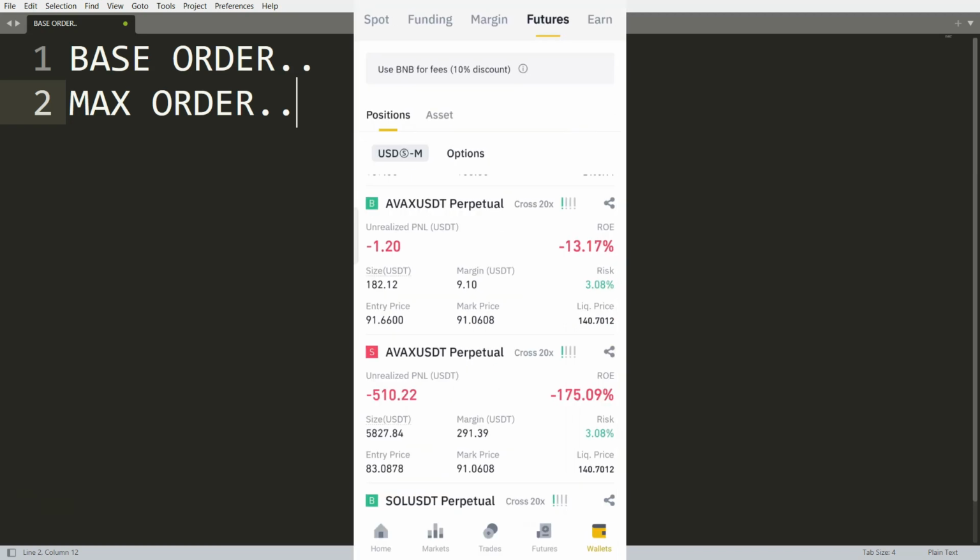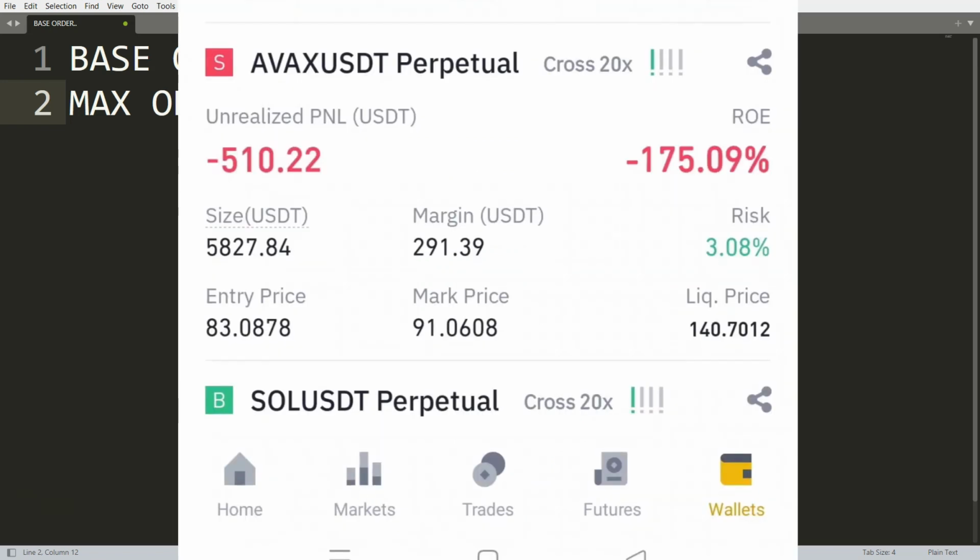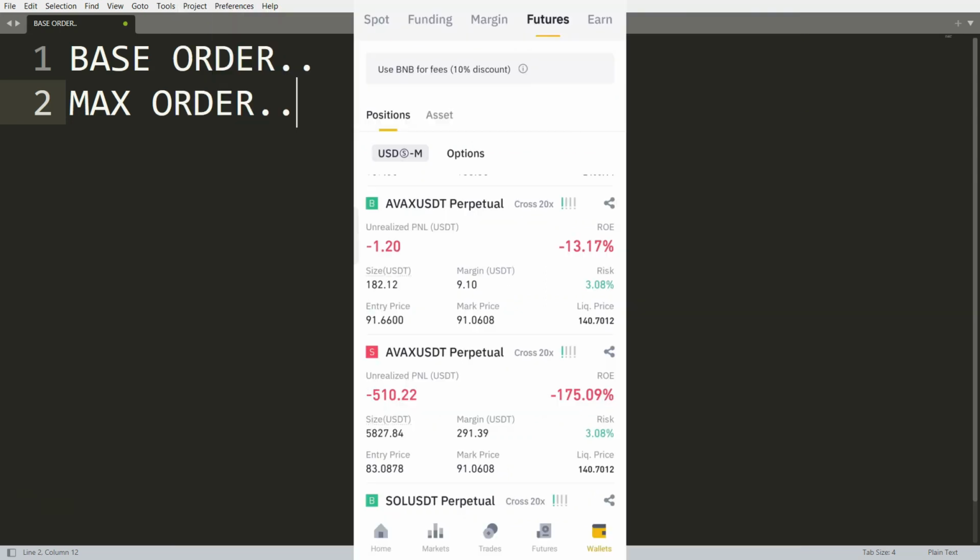And here you can see this is the highest. I see the minus here, minus $510, guys. And you can see my margin is $291 because I'm using 20x leverage. You can see the size is $5,800 there. So that, for some of you, might worry you. Honestly, it worries me because the base order is pretty big for the AVAX coin.